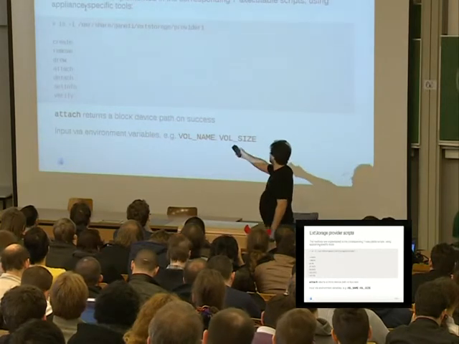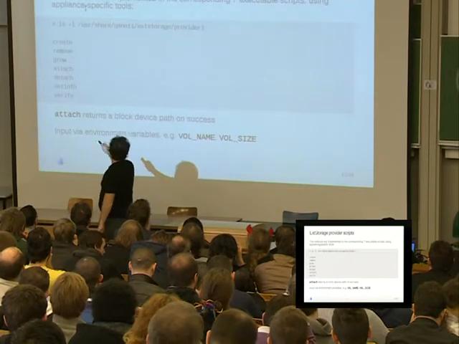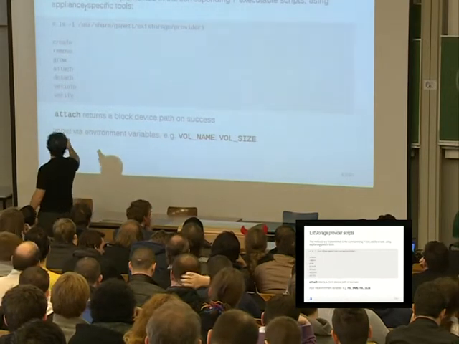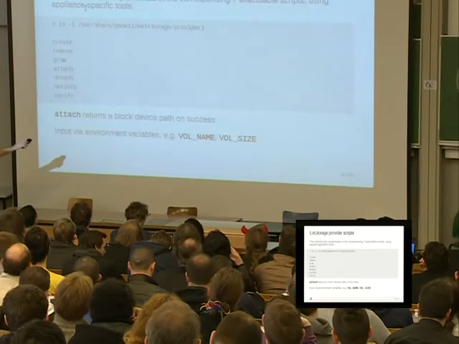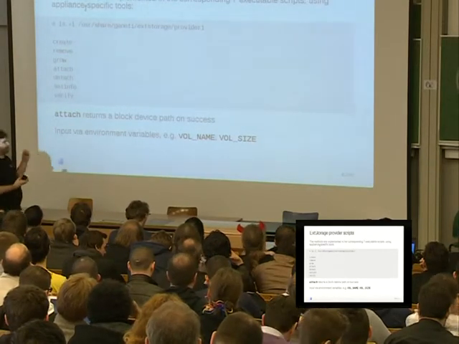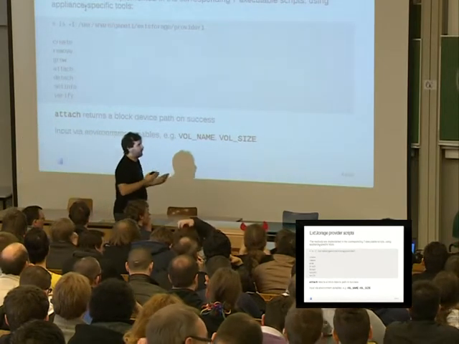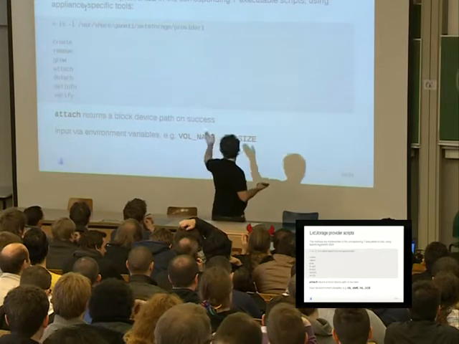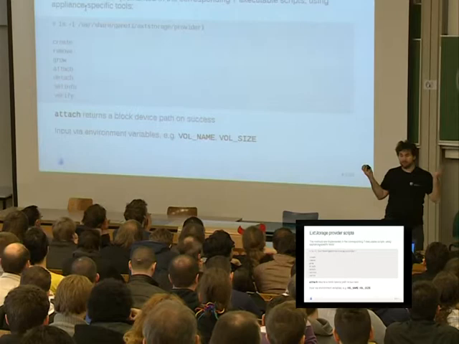Well, you just have executables for all those actions. And then there are some types of behavior that are expected, and some types of returns, and some environment variables that we pass to your script in order for you to be able to know what's going on. So once you implement those scripts that talk to your backend storage, then you won.